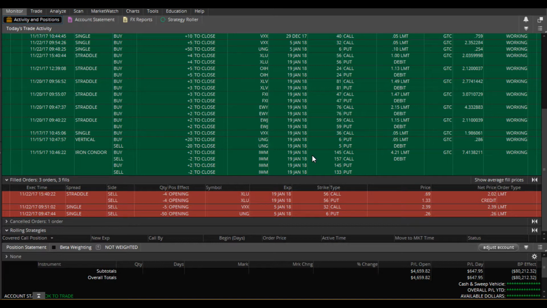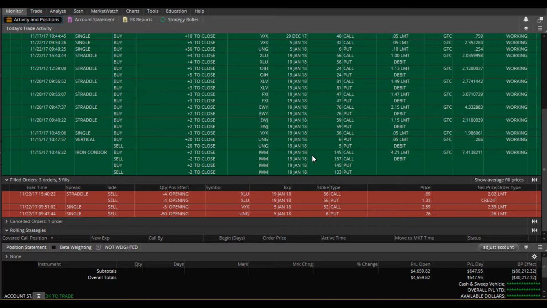Now, this is nothing revolutionary, nothing new. This is just us continuing to take advantage of contango. If you haven't watched any of our VIX strategy videos, definitely take a look at that, because there's some fantastic information on truly understanding volatility and the VIX.